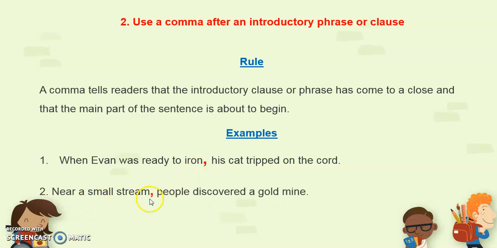Another example. Near a small stream, comma, people discovered a gold mine. So here I introduced the situation Evan was in, and here I introduced the place. And in both cases, it's just an introduction of what is going to happen in the main action. Please pause the video and give yourself some time to read this rule carefully.